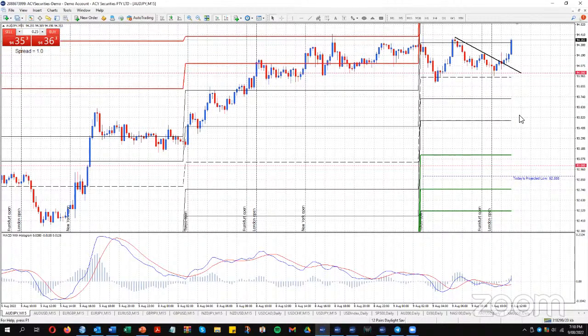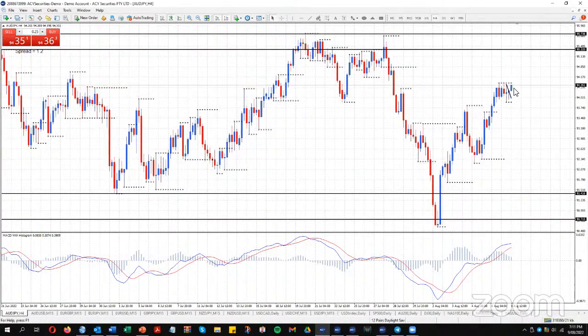So I would have to see something else form now. That was the area to look for. We could pull back to that level and it could offer support further again. 94 could offer support once more tomorrow. But at the moment, that was the area to look for the trade today.